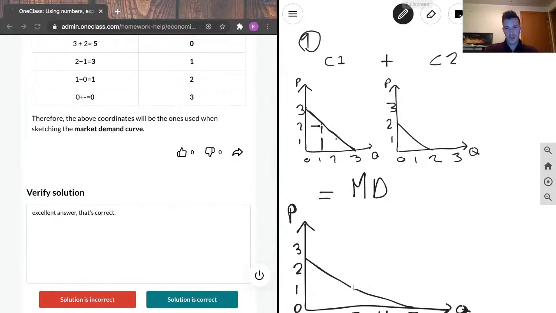Let me accentuate this. That is very large. You get the gist of it. I'll give you guys a second to take a picture. Then we can move forward.